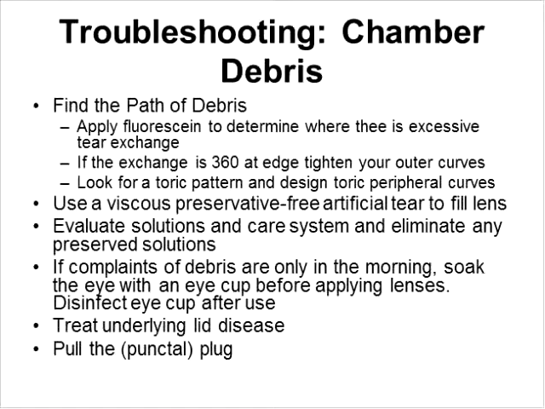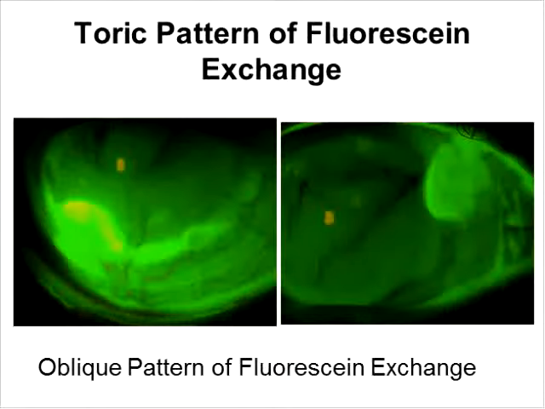In this case, you could pull the plug. Sometimes the plug is exacerbating the debris condition. So here's an example of a toric pattern. This is actually an oblique pattern. So if you want to just kind of use your imagination, you can see it's coming in this way and also coming in this way. And this is where toric curves can make a huge difference on eliminating that path for debris to enter.